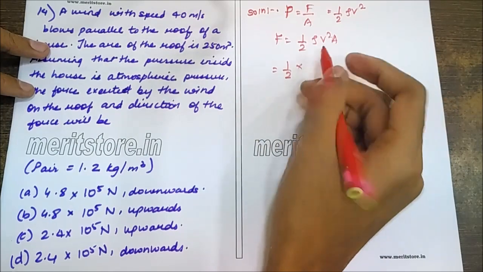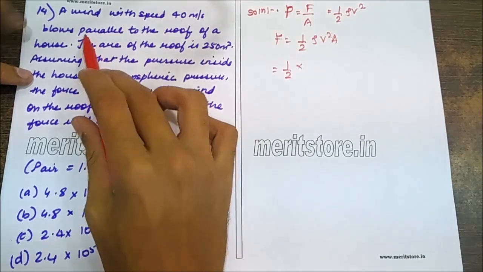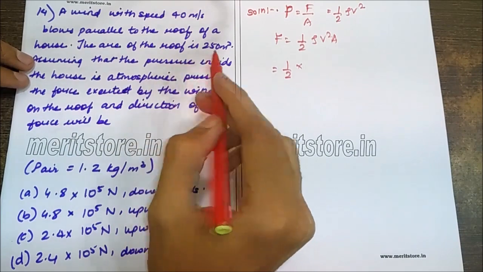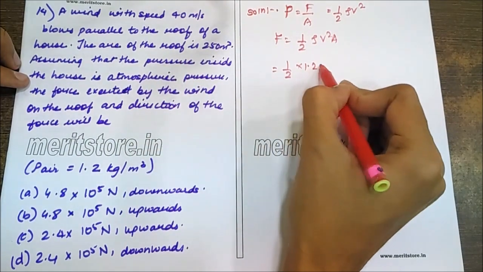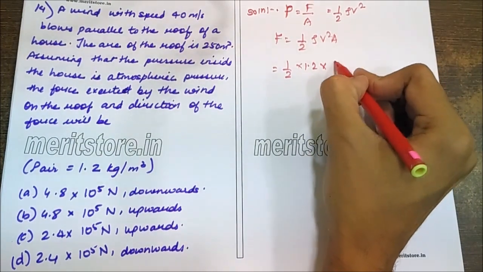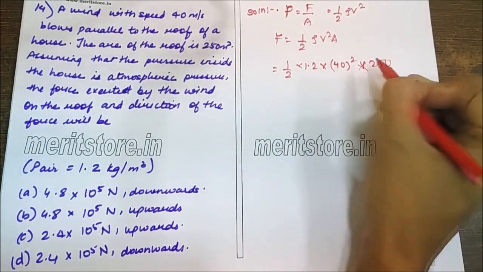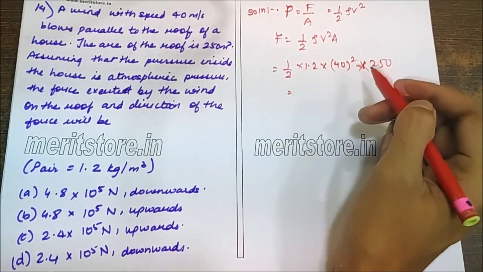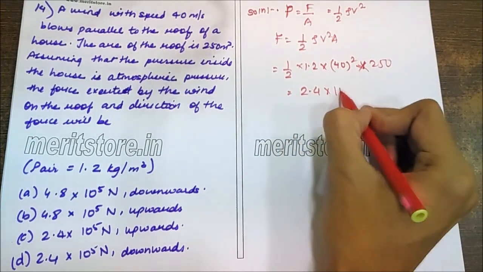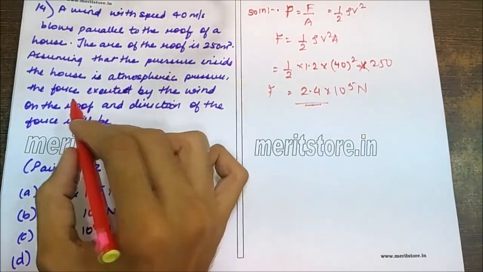So that becomes half into rho, the density, which is given as 1.2, into the velocity, which is given to be 40, so 40 square, multiplied by the area, that is 250 meter square. On solving this we get 2.4 into 10 to the power 5 newtons as the amount of force.